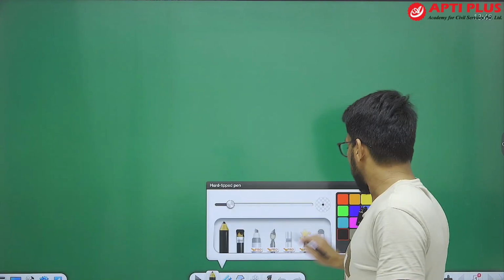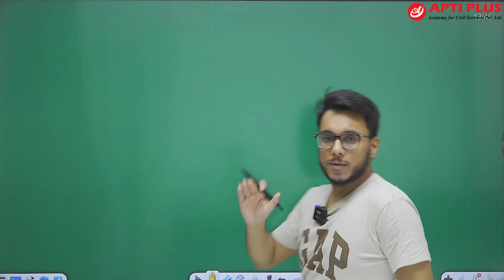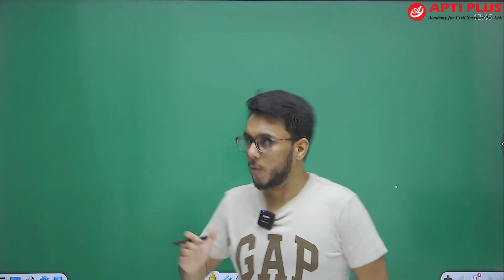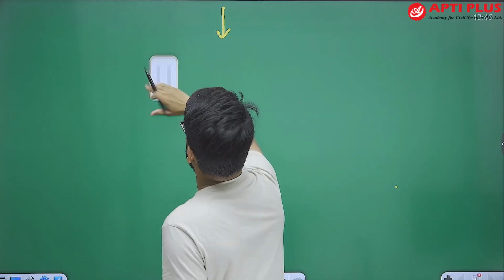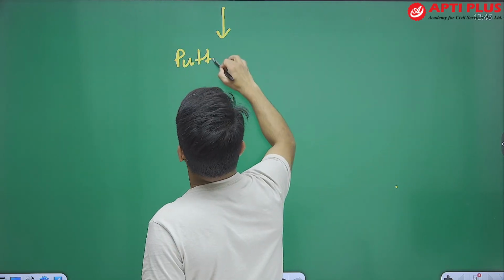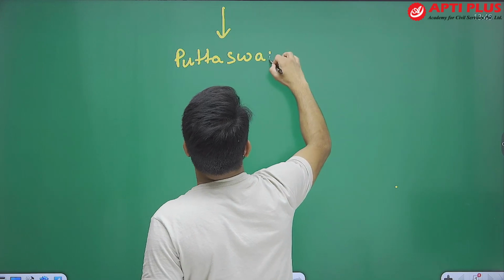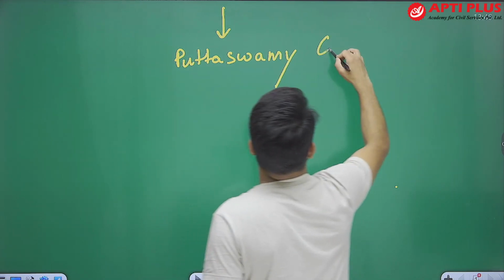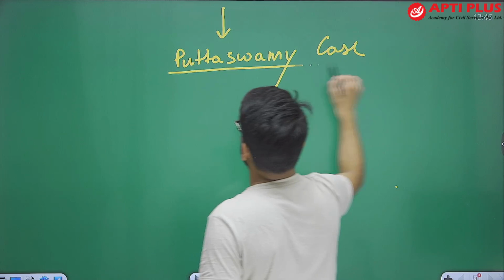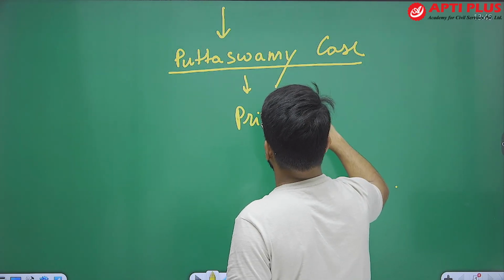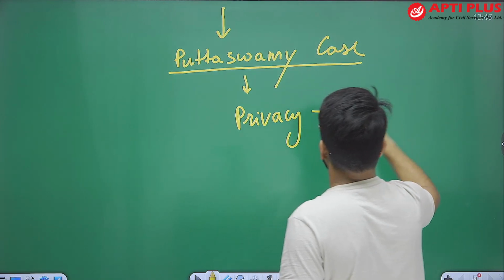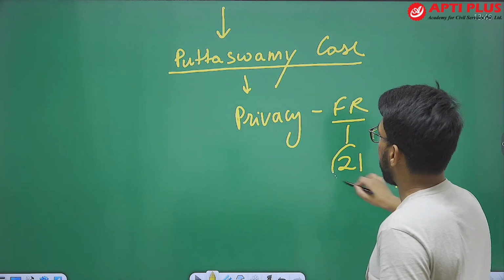So you see this particular thing that when we talk about the right to be forgotten, it is part of the right to privacy. Now, when we talk about India, in the Puttaswamy case, the Supreme Court recognized the right to privacy as a fundamental right under Article 21.